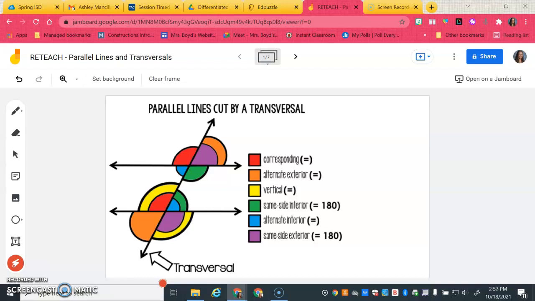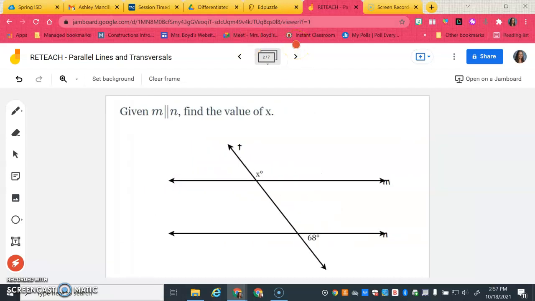So let's move on to some examples, and these are going to be the type of problems you see on the retest. We're given m is parallel to n. Remember, the symbol right here means parallel. We want to find the value of x. So my 2 parallel lines are horizontal, and my transversal line is intersecting them. I notice here's my x, here's my 68. They're on the outside. They are exterior angles, and they're on the same side.